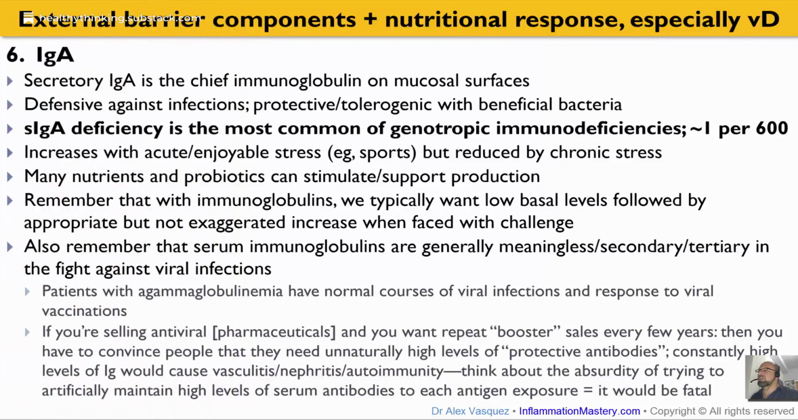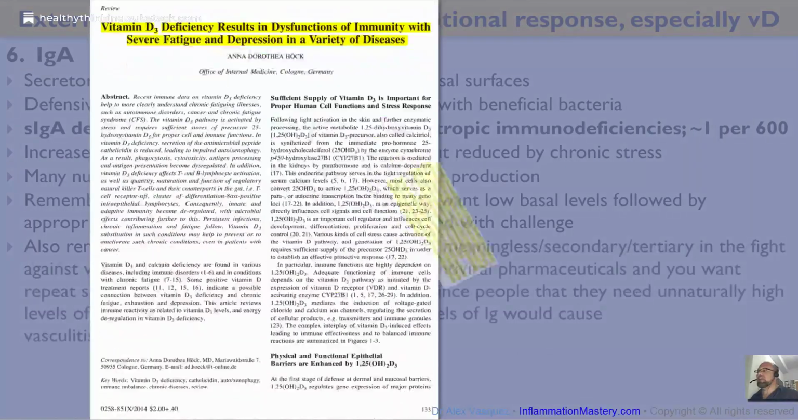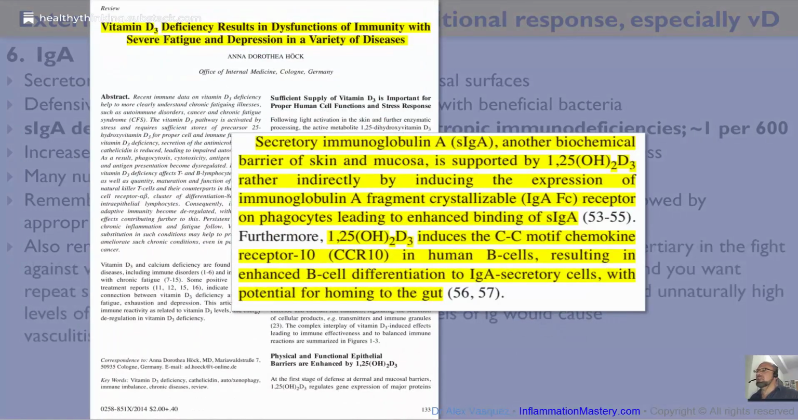So let's look at some research related to secretory IgA and vitamin D on the following page. This article was published in 2014, stating vitamin D3 deficiency results in dysfunctions of immunity with severe fatigue and depression in a variety of diseases.